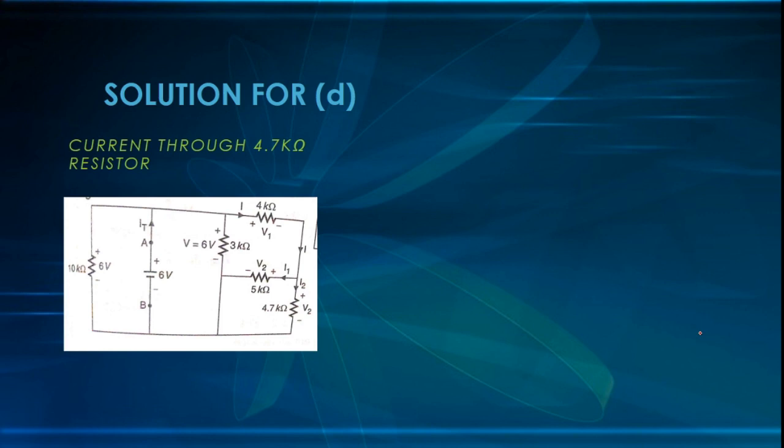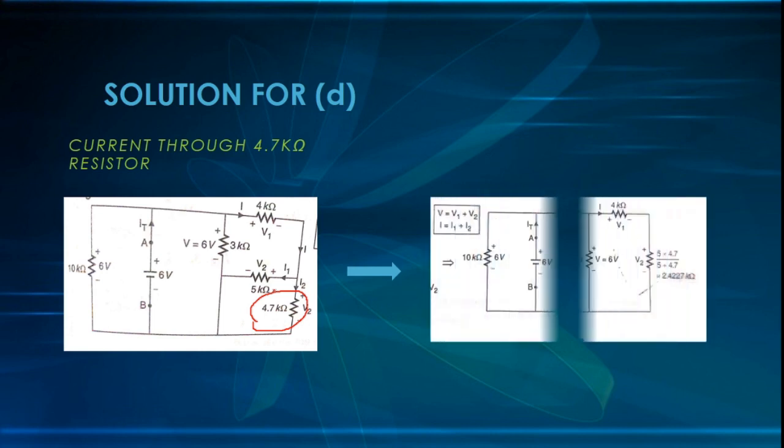Now the fourth subdivision, we are asked to find the current through the 4.7 kilo ohm resistor. So across this 4.7 kilo ohm, we need to find what is the current flowing through the particular resistor. So to find the total current, let us try to reduce the circuit in a certain way. We know that this 5 kilo ohm and this 4.7 kilo ohm are in a parallel combination because both the ends are connected. So I'm going to find the parallel combination. So it is 5 into 4.7 by 5 plus 4.7. So this is 2.4277. Here this 3 kilo ohm remains the same. This 4 kilo ohm remains the same.